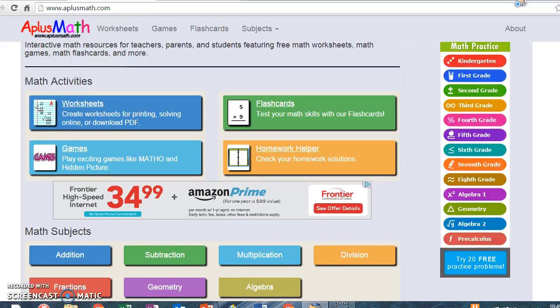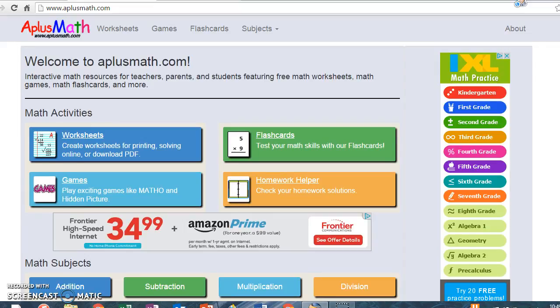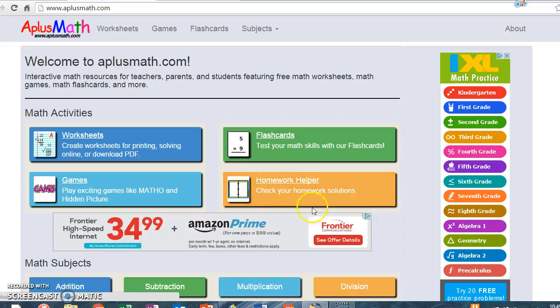So all of these can be helpful for teachers because they can come to this website to get maybe different worksheets that they don't already use in class, or even additional information that can help students in a different way. There's games on this website, so that can also be useful for students. There's homework helper, which is as well useful for students.